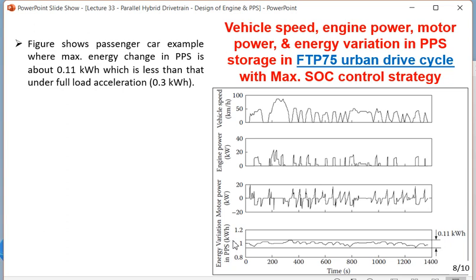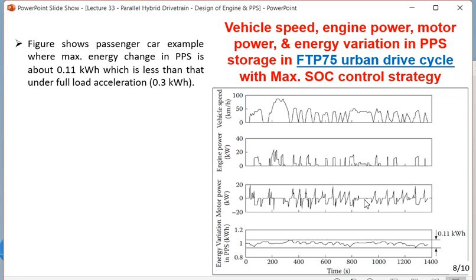So let us go through what is written about these four graphs together. This shows vehicle speed, engine power, motor power, energy variation and PPS storage for an FTP 75 urban drive cycle with the max SOC control strategy. That means we are always trying to refill whatever discharge is happening in the PPS by using the primary source, which is nothing but the engine. So what is figured out here? The figure shows the passenger car example where the maximum energy change in the PPS is 0.11 kilowatt hour.